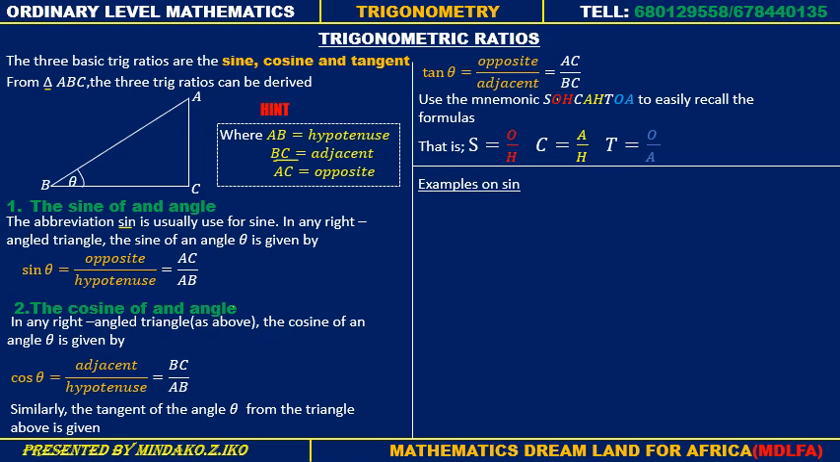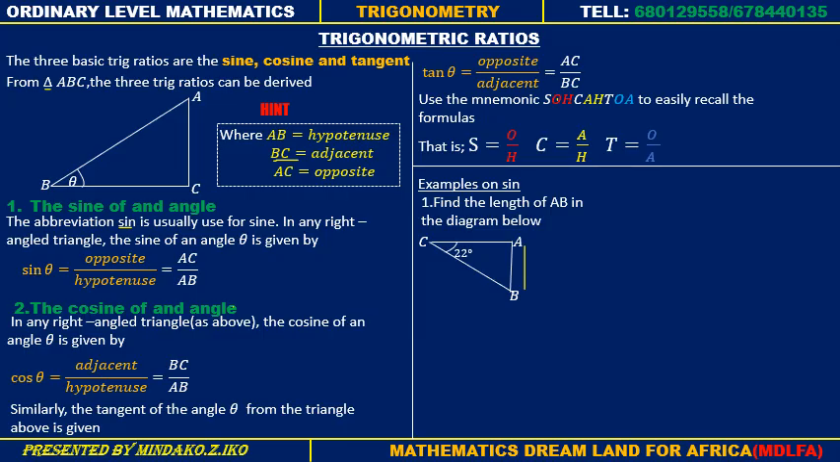Okay, now we're going to look at examples under sine. Let's begin with example 1. So we have: find the length of AB in the diagram below. So this is the diagram, and then we can label the diagram A, B, C. Now they are talking of finding the length of AB in the diagram below. So where is our length AB? Actually this is our length AB here. This is AB.